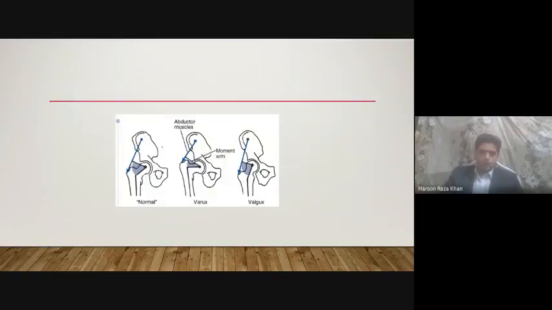So class, in this example, I will show you the normal mechanics. This is your normal angle between your neck and the shaft. This is the moment arm, this is the center of rotation, and these are the abduction forces that are being generated, and this is the moment arm here. Okay, class?